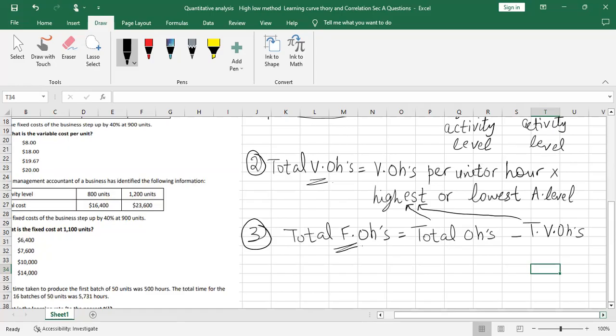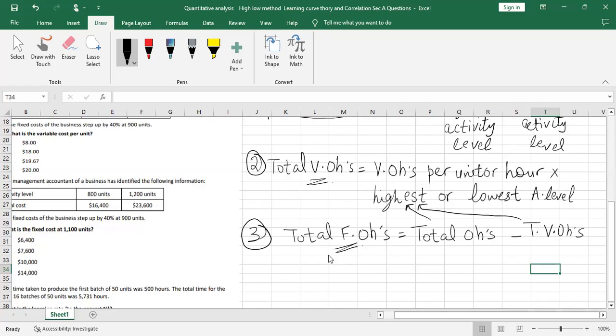Fixed cost is the amount which does not vary with the level of activity. So it means either you use total variable overheads and total overheads from the highest activity level, or you use total variable overheads and total overheads from the lowest activity level. Your fixed overheads or fixed cost will remain the same. It does not vary with the activity level. Clear? Total variable overheads will vary, but total fixed overheads will not vary.